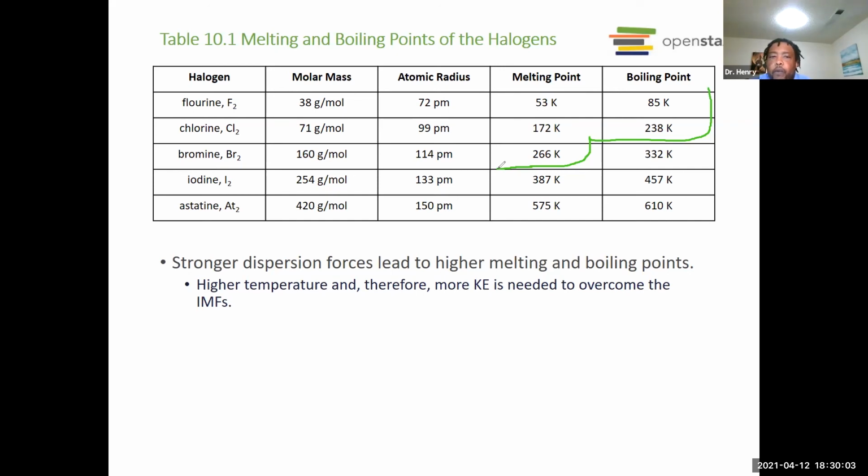Ice freezes at what degrees Kelvin? Anyone? Is it negative 173? No. I don't remember what the conversion is.